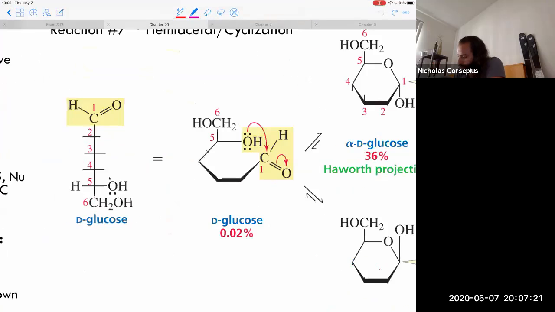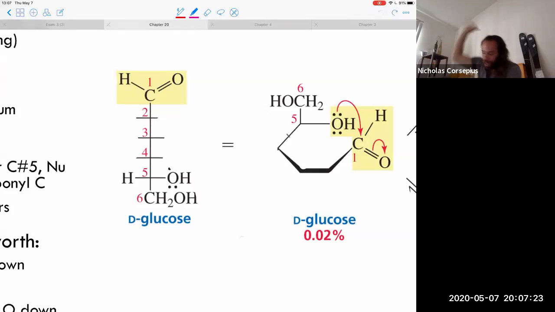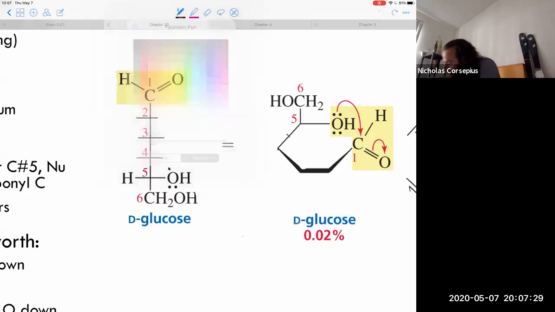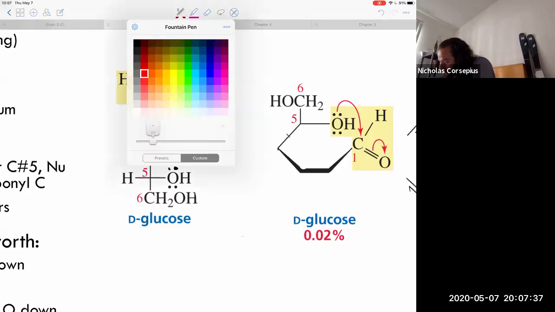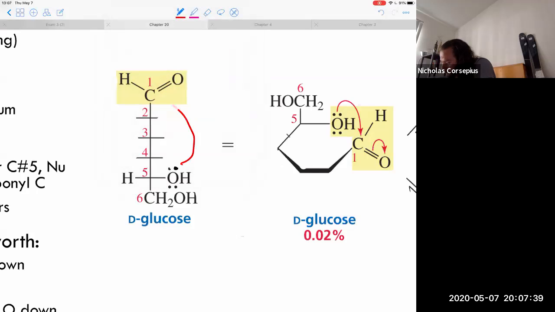All right, so if we look at glucose, I just shaved off all of the groups that aren't actually important yet, right? What we're really focusing on here is the fact that this alcohol group on carbon 5 is going to act as a nucleophile, right? And it's going to come and attack that electrophilic carbonyl carbon. These are intramolecular cyclization reactions.